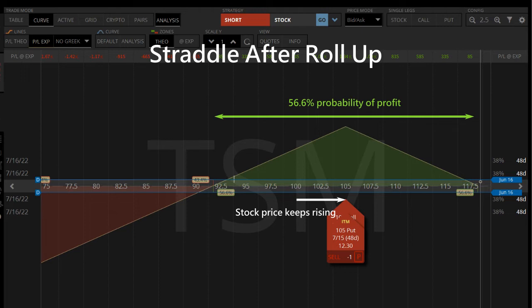Then the profitable range would be defined by the premium received. We can close the trade for profit if the stock price remains within the range before expiration.